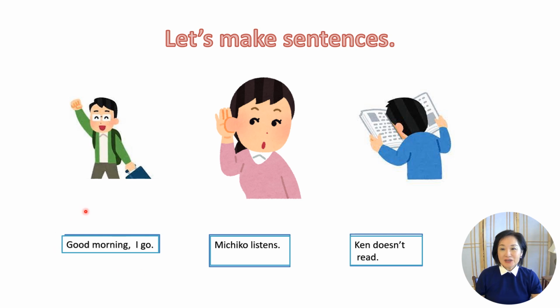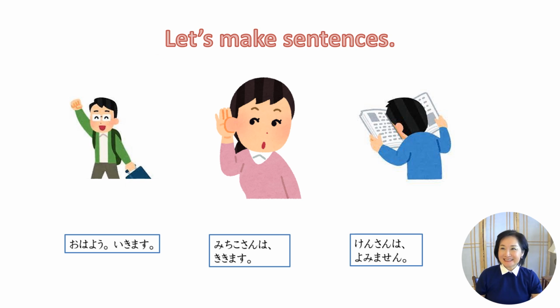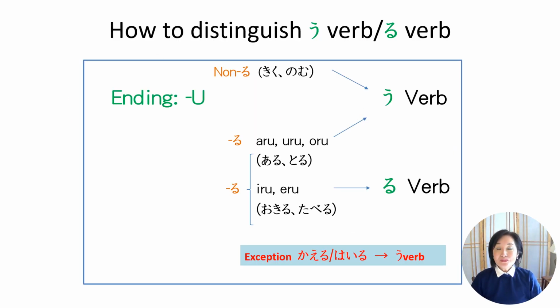Good morning, I go. 言ってください。おはよう、行きます。Okay, second one. Michiko listens. How do you say this? みちこさんは聞きます。To listen. Okay, last one. Ken doesn't read. How do you say that? ケンさんは読みません。いいですね。You may sometimes have to distinguish between U verb and Ru verb.